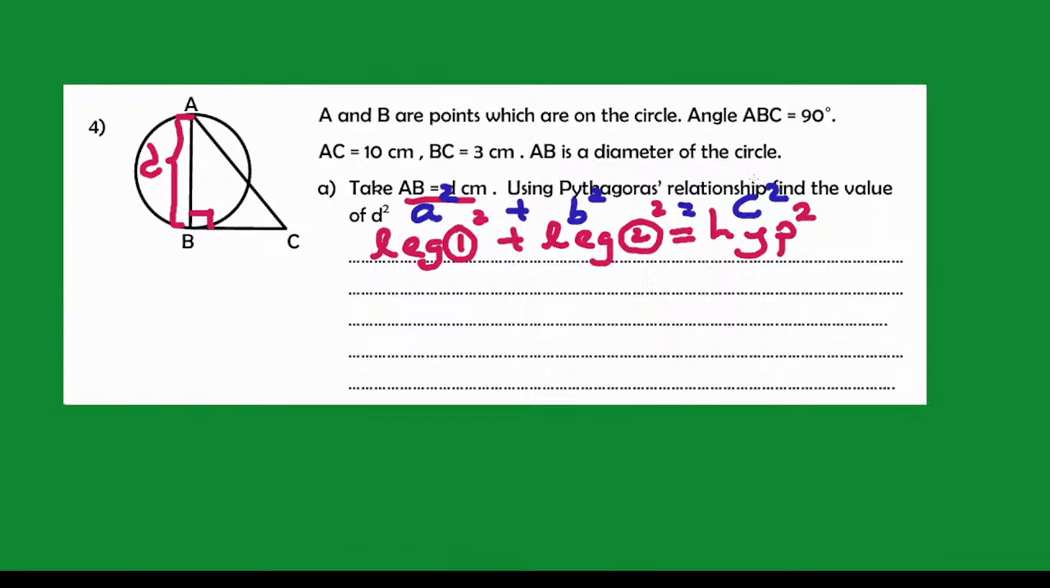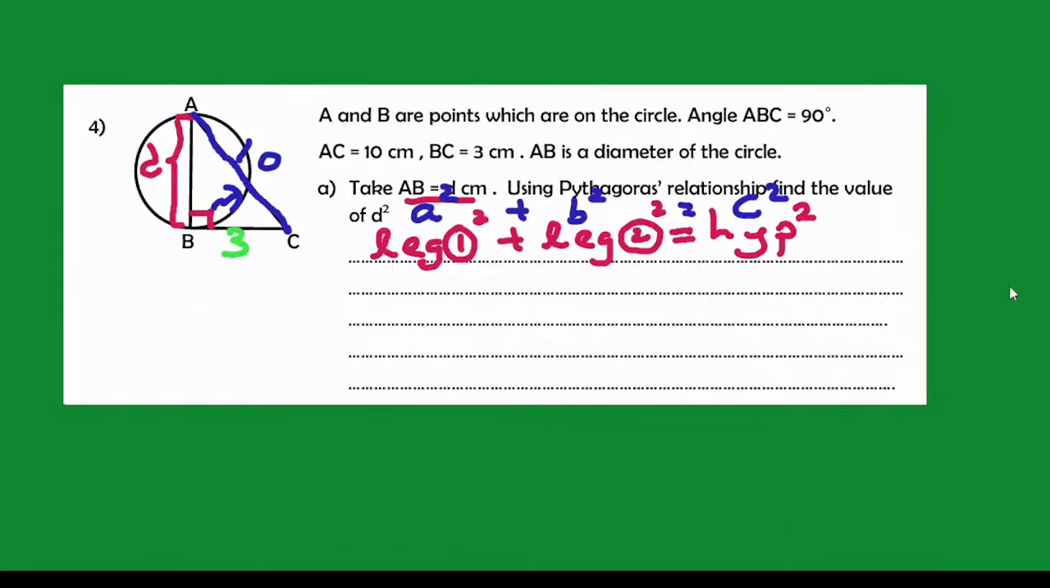So what's the hypotenuse of this triangle? What is meant by the hypotenuse? The side opposite to the right angle. So in this case, what is the side opposite to the right angle? That is side AC. So let me shade that in blue. All right, so we have been told that is 10 centimeters and BC is 3.